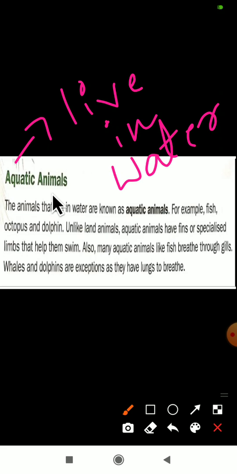Can you give some examples of animals which live in water? Yes, fish. In your home there may be an aquarium. In an aquarium, the water will be there. In the water, the fish can survive. When you remove it from the water, the fish will die because fish is an aquatic animal.